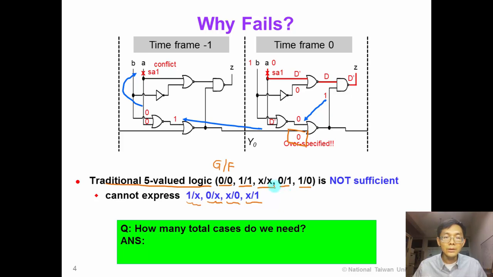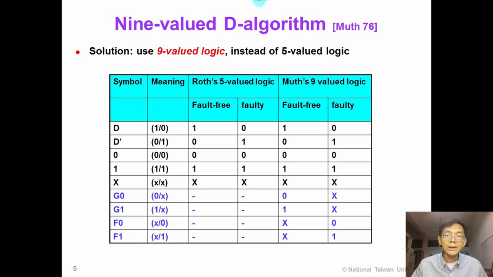So now, here is another quiz for you. For a sequential circuit, how many different logic states do we need to express? Please think about it and pause the video. Have you come up with an answer? For the good circuit and the faulty circuit, we will need 0, 1, and none. So totally, we will need 3 squared, which is 9 different logic values. So, in 1976, Muth proposed to use the 9-value D algorithm to solve this problem.